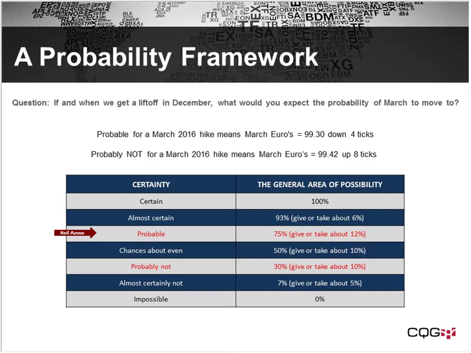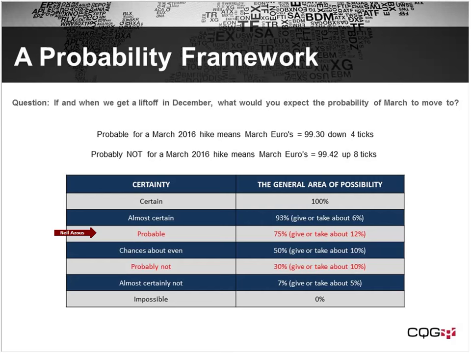So let's apply these ranges to the fixed income market and the future path of FOMC policy here. The major question being asked today for U.S. interest rates is, if we get liftoff, what would you expect the probability of March to move to? Converting this question to the language from our table: the Fed, quote-unquote, probably moves again in March, or the Fed, quote-unquote, probably does not move again.